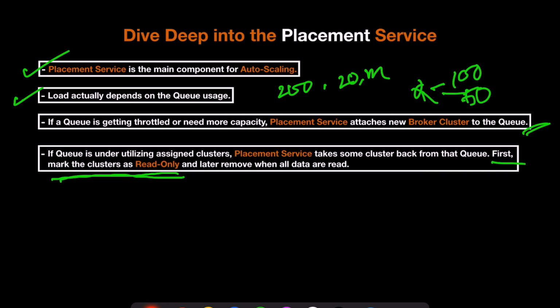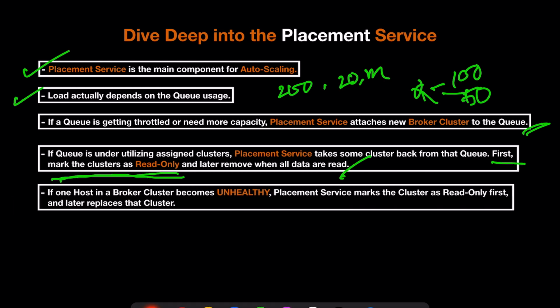That means if any new message comes, it will not be written to those clusters. And whenever all the data is read out of that read-only cluster, we can remove the tag or mapping from Q1. That means finally we will have only the clusters which are needed for processing the Q1 load.